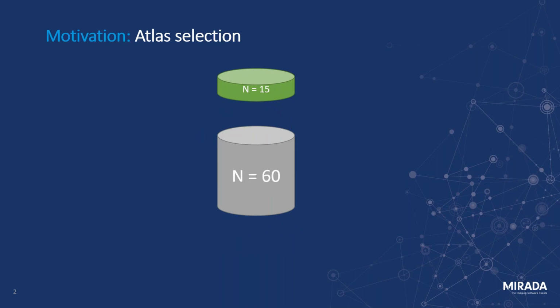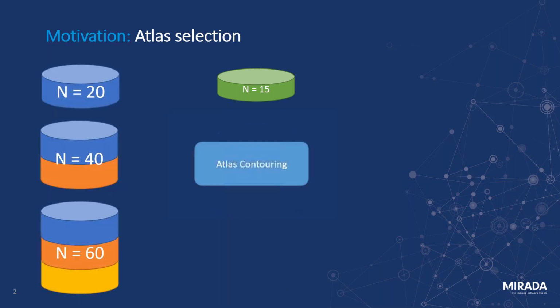The remaining 60 were partitioned into groups of 20, and these groups of 20 were used to build 3 atlas databases, one of 20 atlases, one of 40 atlases, and one of 60 atlases, where the larger databases included all the atlases included in the smaller databases.